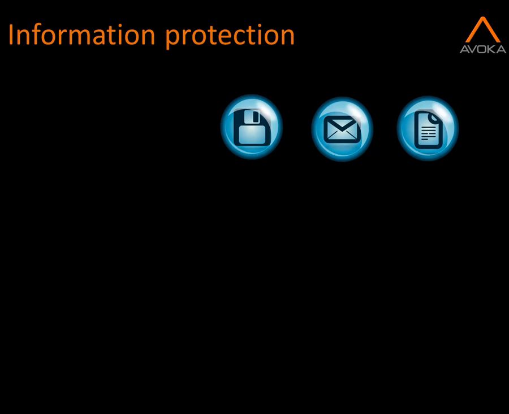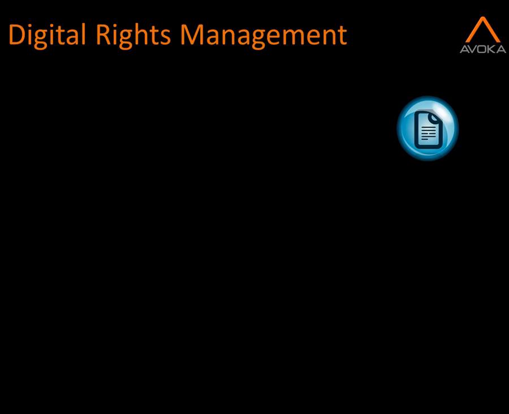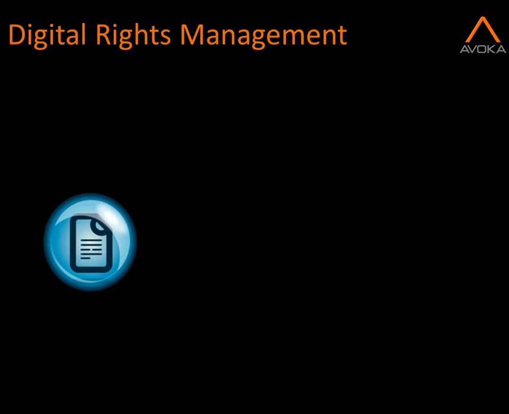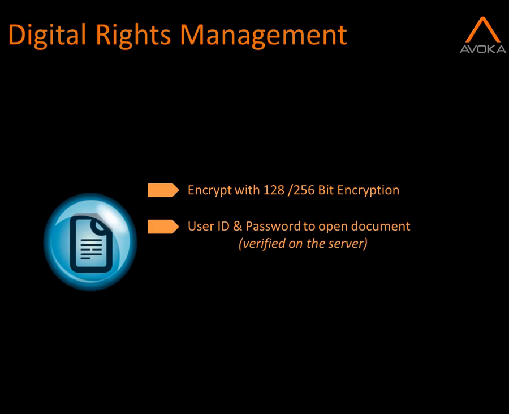Digital rights management is designed to allow for information to be distributed, only accessed by the intended recipient, and tracked and controlled once out there. And it works like this. When Adobe Lifecycle Digital Rights Management is applied to a PDF or Microsoft Office document, the document is encrypted with 128-bit or 256-bit encryption. Access to the document can be restricted to those with a user ID and password.